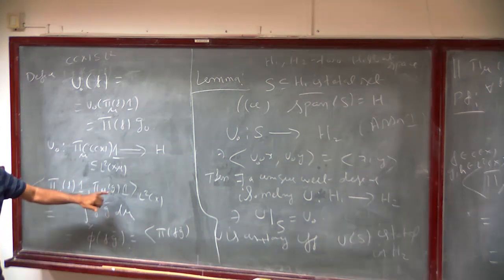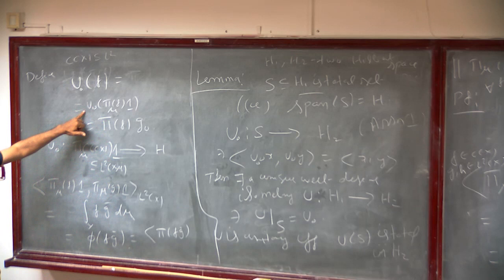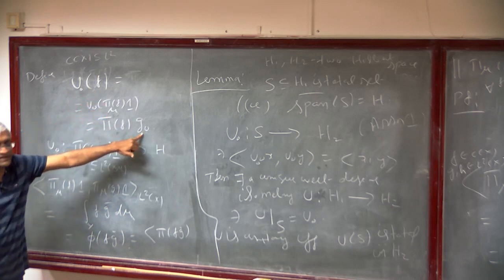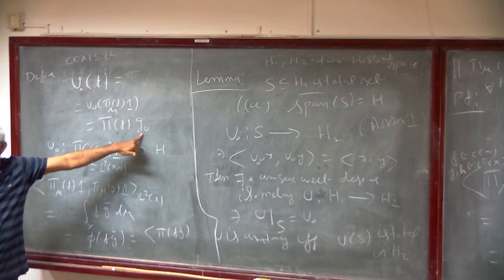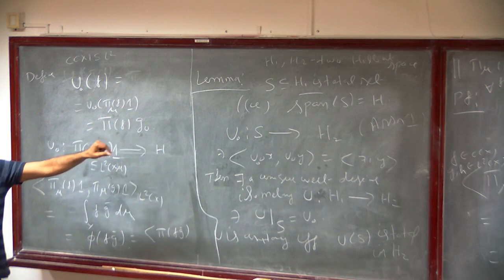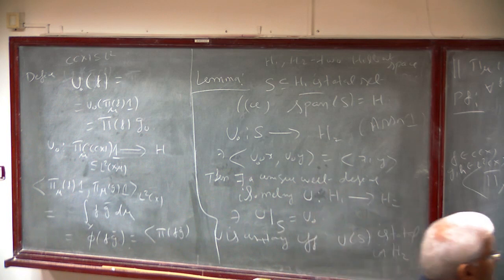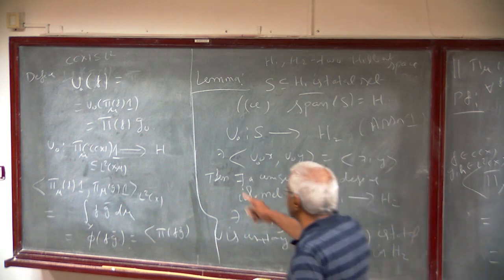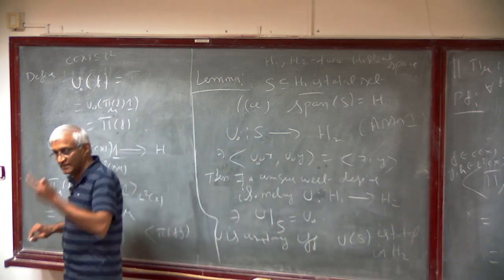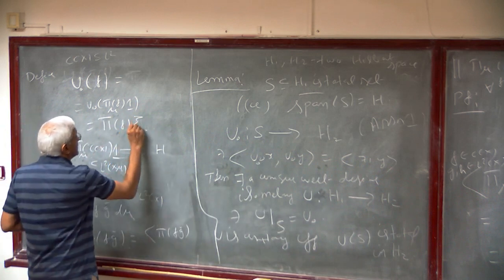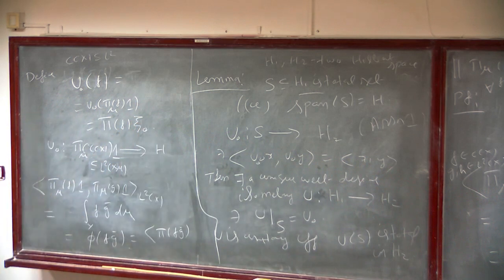Here you want to put U naught of f is equal to pi of f g naught. Cyclic vector for h, correct. What is that? Psi naught, okay, sorry. G naught is the one vector, sorry, yeah. I was having that thing, psi naught, sorry. Yeah, this is what it is, psi naught. Psi naught is a cyclic vector.